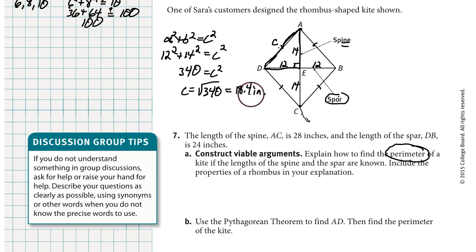I got 18.4 inches as the length of one side of the kite. Now you may have even worked ahead and figured out the perimeter by multiplying by 4. Let's see what we get when we do that. It's 73.6 inches. We were able to find the perimeter of the kite by first finding one of the sides of the kite and then multiplying by 4. I'll pause the video for you to finish copying this example.